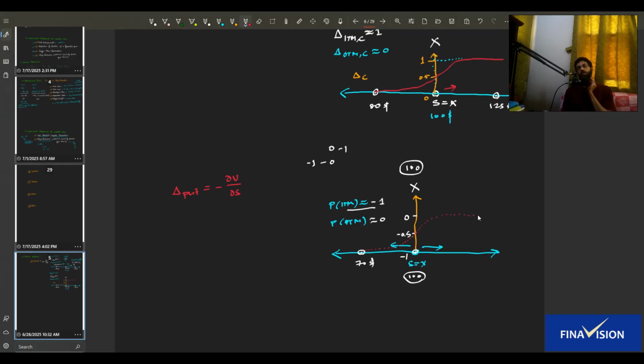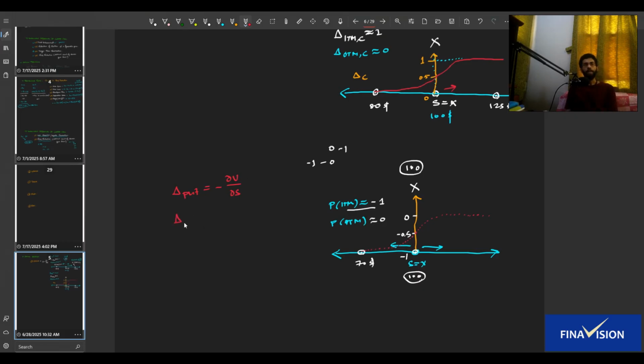And this one is also a sigmoid curve. Now the put delta curve also looks exactly the same, but it behaves in the inverse way. That is, it goes from 0 to -1 and -1 to 0. At the money for both is 0.5 in magnitude, but in case of put it is -0.5, right?